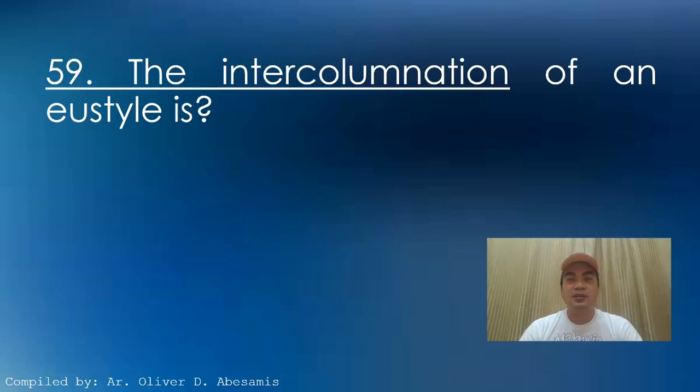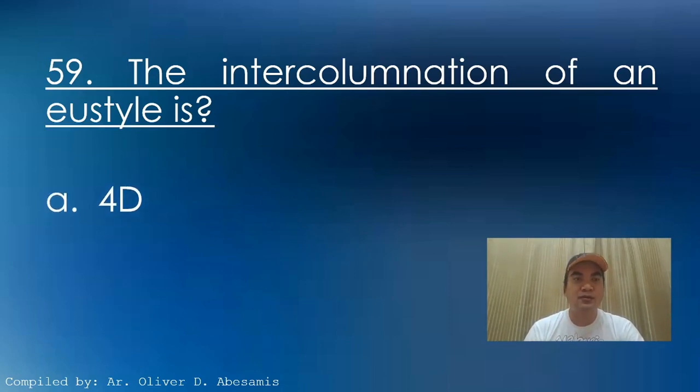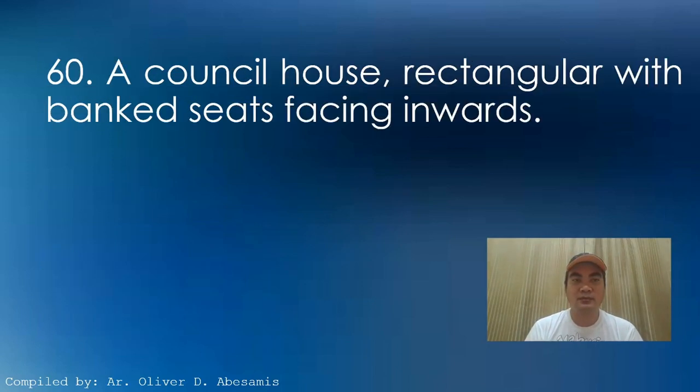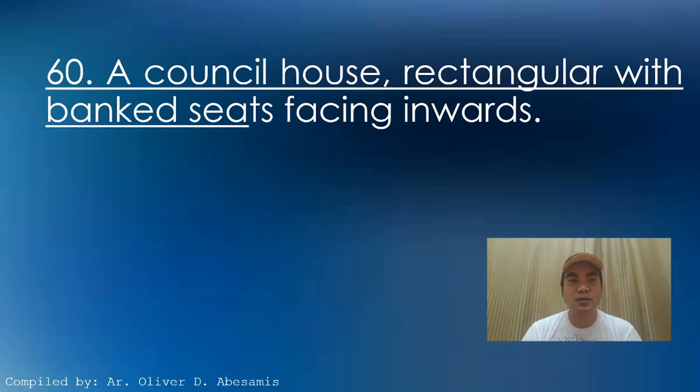59. The intercolumnation of an Eustyle is A. 4D. B. 1.5D. C. 2.25D. D. 3D. Answer. C. 2.25D.